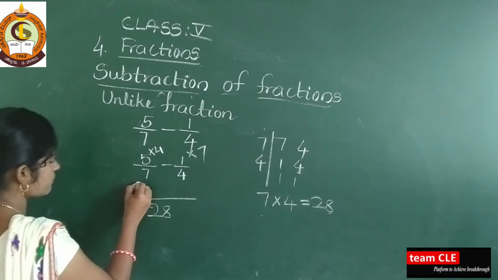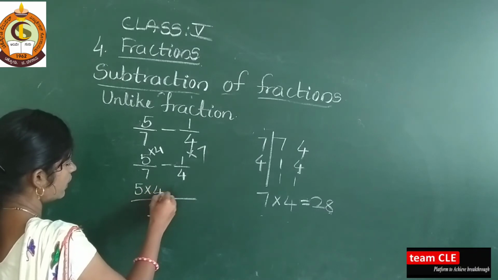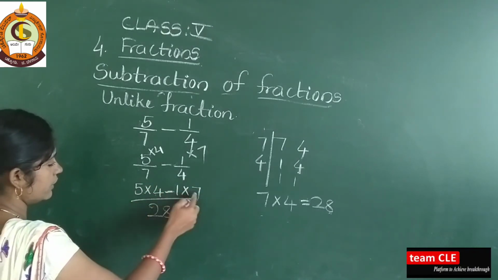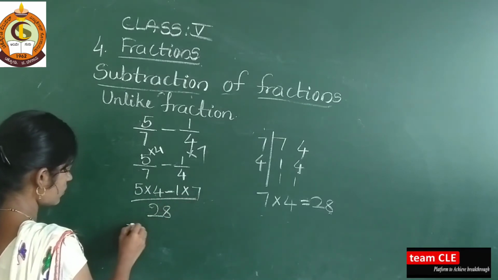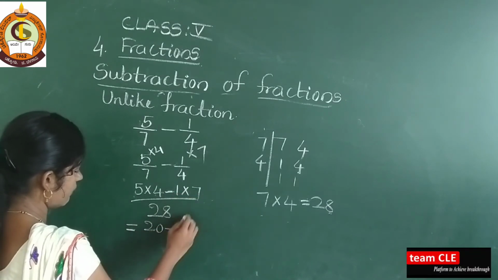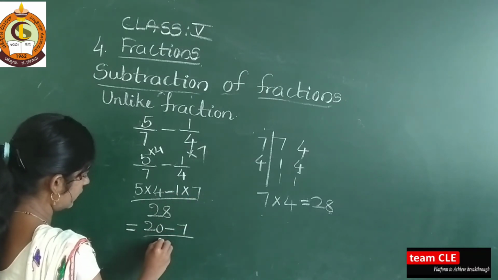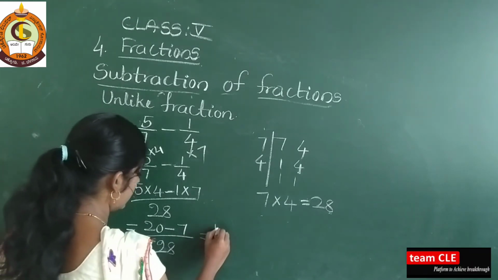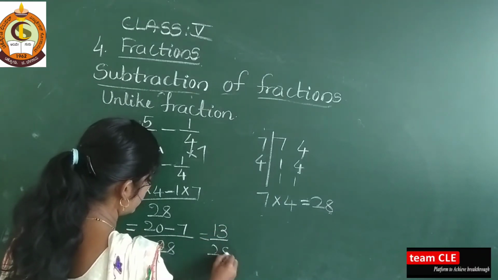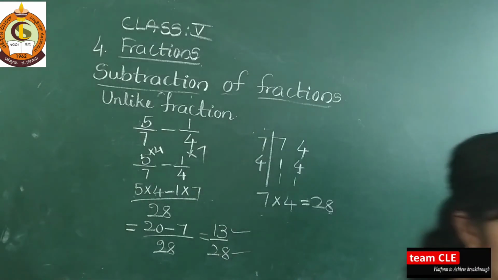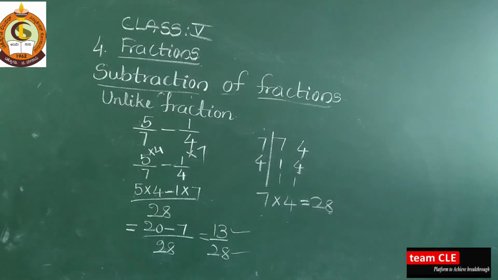Then multiply 5 into 4 minus 1 into 7. 5 4s are 20 minus 1 7 is 7. Again you write 28 below. 20 minus 7 is 13. 13 by 28 is the answer. Tell me, is 13 by 28 a proper fraction or an improper fraction? Yes, that is a proper fraction.